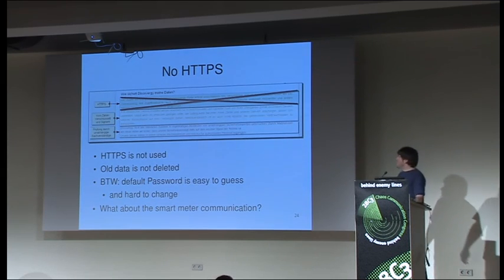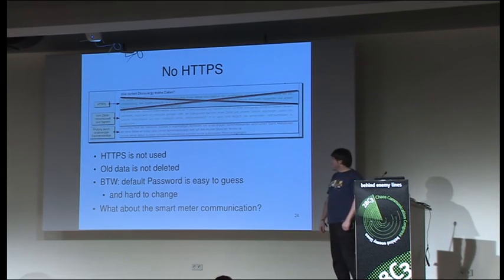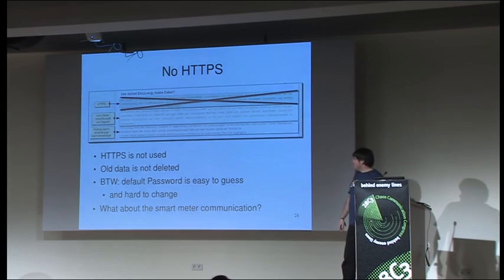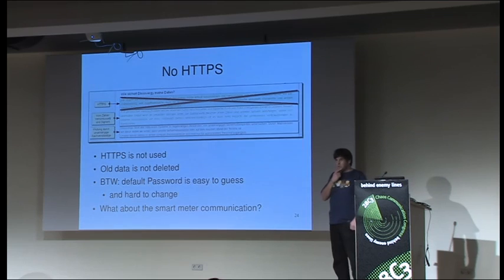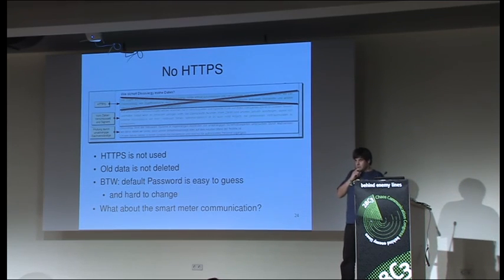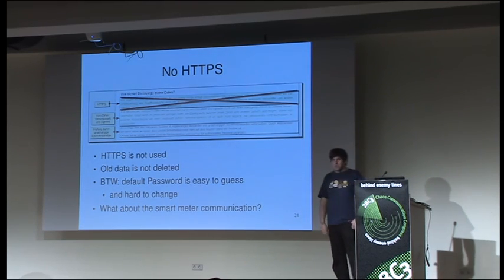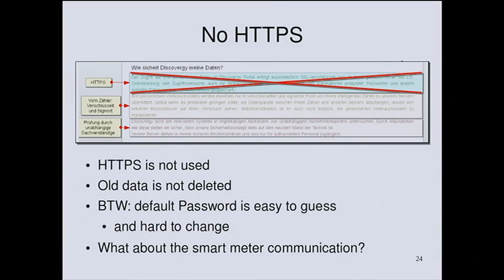So the first thing, HTTPS is not used, and data is not deleted, and by the way, the password is quite easy to guess. When you know someone who has a smart meter, the login name and the password are easy to guess. When I know anybody here who has his name and first name, I can get the password from him, and it's not easy to change the password in the web interface.